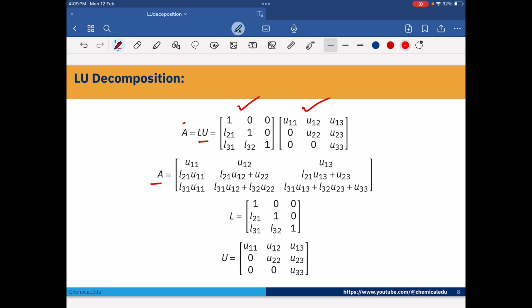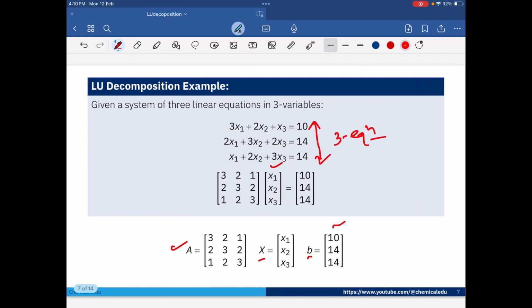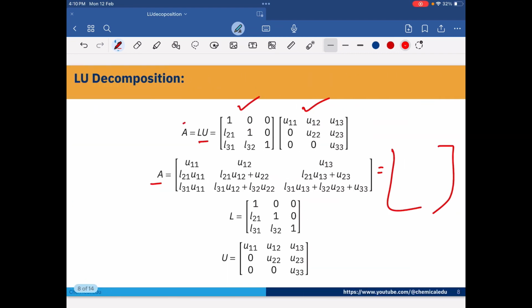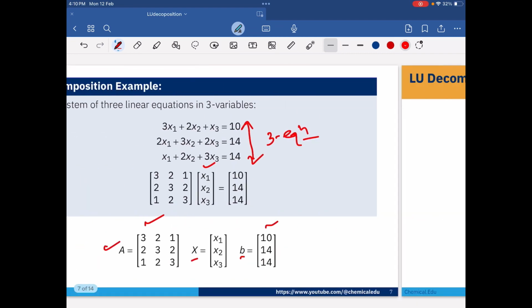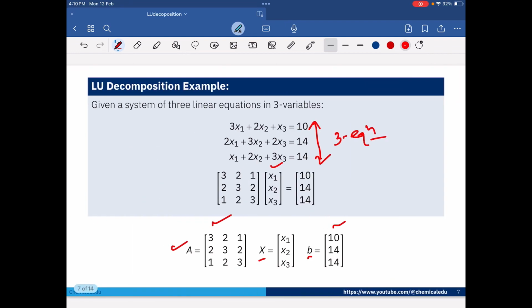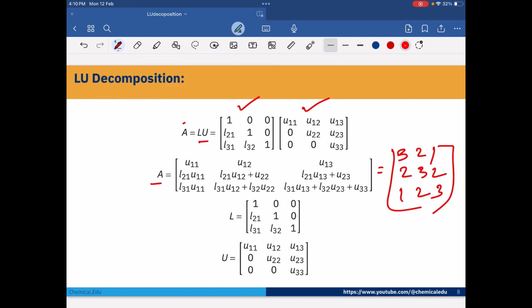So that multiplication is nothing but that element. So 3 2 1, and then 2 3 2, and then 1 2 3. Now 3 corresponds to this element u11, 2 corresponding to this element, 1 corresponding to this element, 2 corresponding to this element, and 3 corresponding to this element. Now we will get those equations, and then we will solve and we will get L21, L31, all these elements.